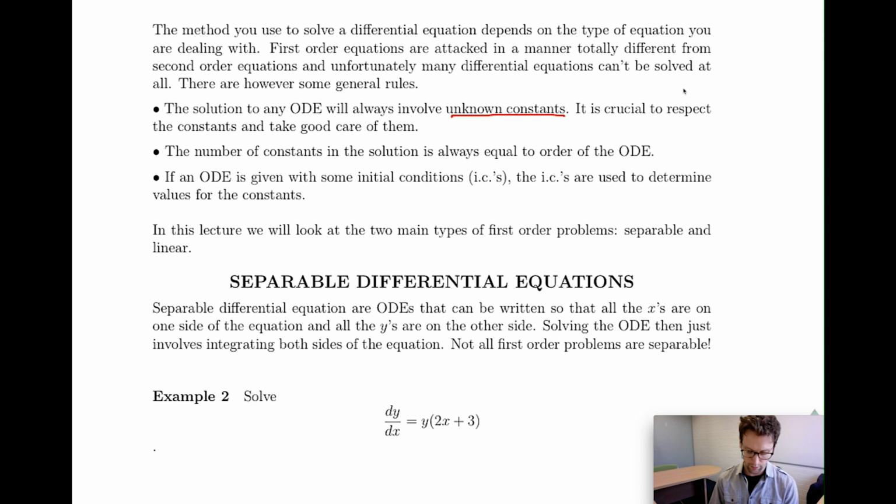Now, the number of constants that we'll get should always be the same as the order of the ordinary differential equation. It's one of the reasons that we want to be able to figure out what the order is. And the reason for that is because the order of the ordinary differential equation is the same as the highest number of derivatives. And each time we do an integral to get rid of one of those derivatives, we introduce a new integration constant. So the order is the number of derivatives we need to get rid of. In other words, the number of integrals we need to do. In other words, the number of integration constants that we get. And we're going to fix those integration constants using any initial information that we're given.